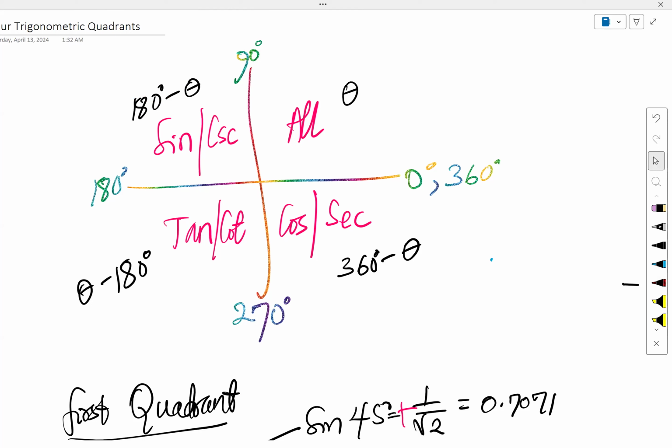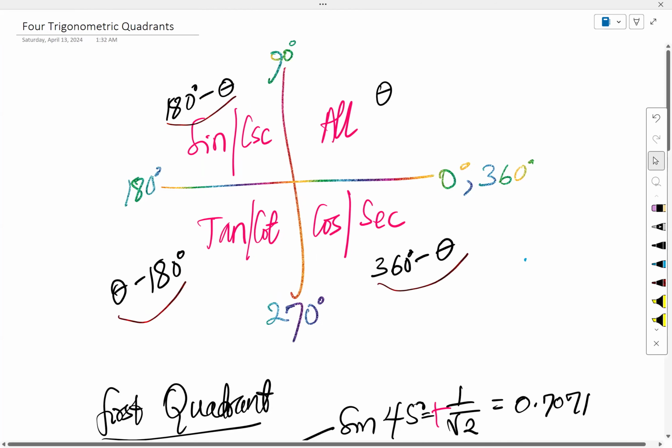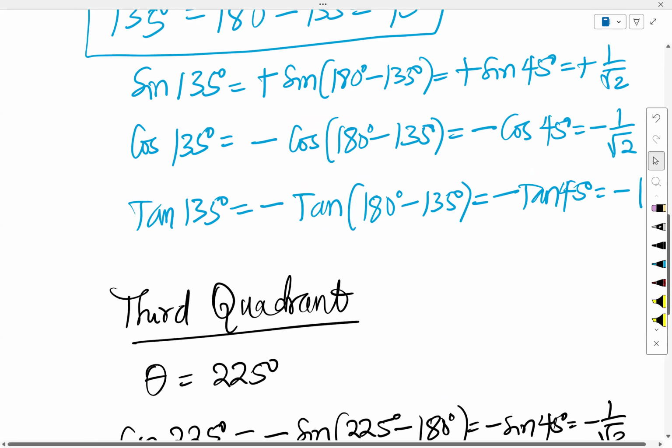And then you also want to know that in the second quadrant, to get the corresponding angle in the first quadrant, you do 180 minus theta. To get the corresponding angle in the third quadrant to the first quadrant, that's theta minus 180. And in the fourth quadrant, 360 minus theta. So you know the sign and know the breakdown to the corresponding first quadrant angle. And that's what these four trigonometric quadrants are about. So mastering this is really going to help you in your trigonometric journey.